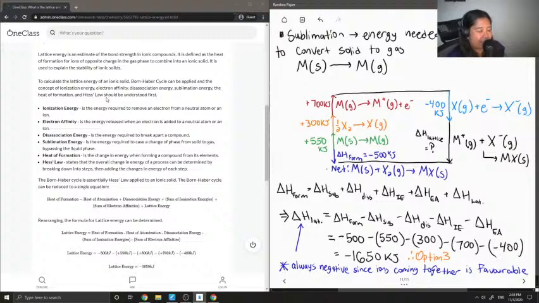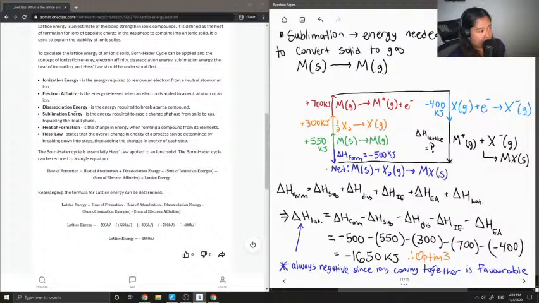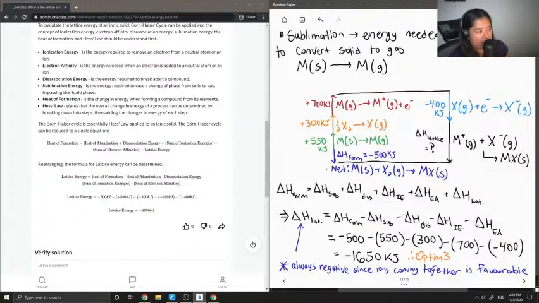So this is why I also wrote down all the definitions. Ionization energy is the energy required to remove an electron. Electron affinity is the energy released when an electron is added. Dissociation energy is the energy required to break apart a compound. Sublimation energy is the energy required to change the phase from solid to gas, bypassing the liquid phase. Heat of formation is the change in energy when forming a compound from its elements.